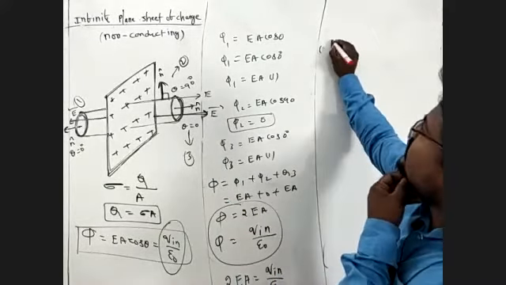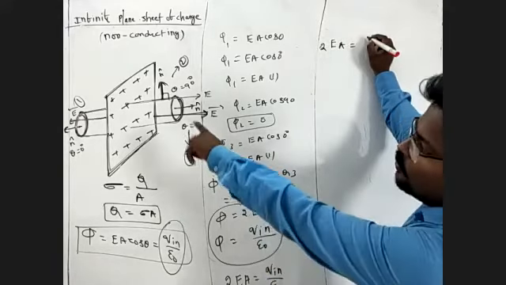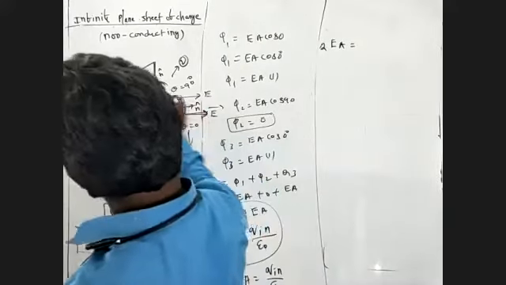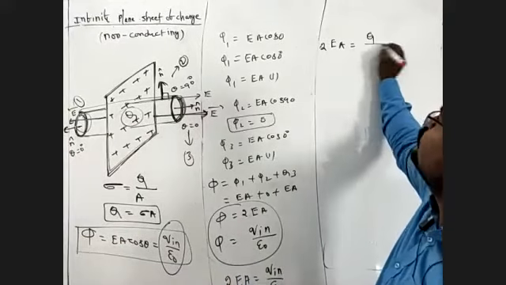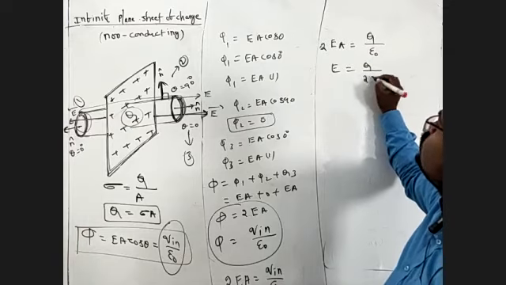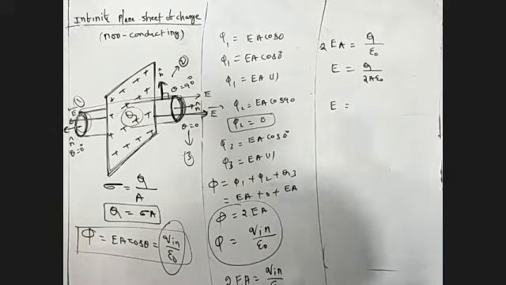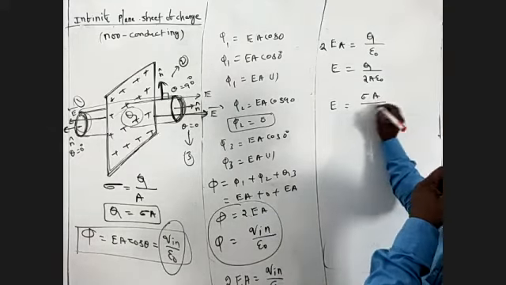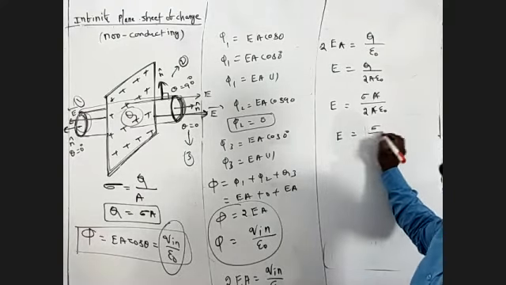So now 2EA is equal to Qn by epsilon. Qn means the charge inside the Gaussian surface. Q is equal to sigma A, so E is equal to sigma A by 2A epsilon. A cancels. E is equal to sigma by 2 epsilon.